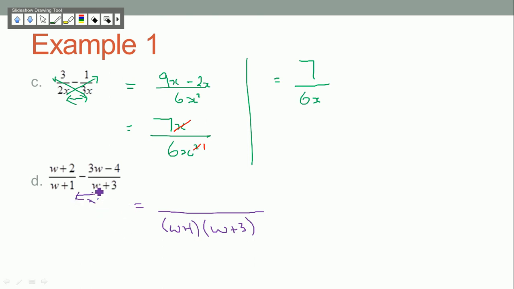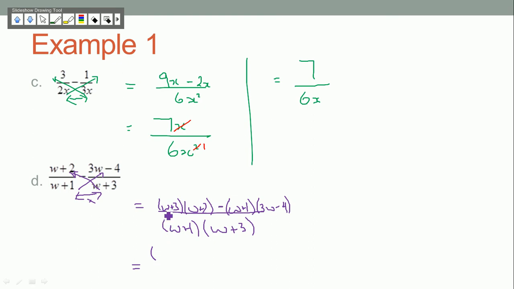Okay, using the same method, we then multiply these two together. So that's w plus 3, w plus 2, and then we're going to subtract these two multiplied together. So w plus 1 and 3w minus 4. Now, like it said in the remember section, we are going to expand and simplify the numerator, but not the denominator. Okay, let's multiply these out.